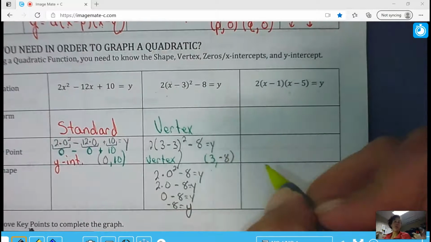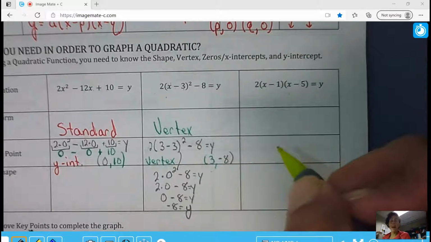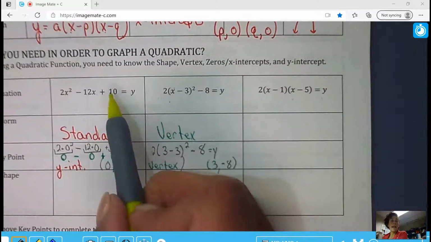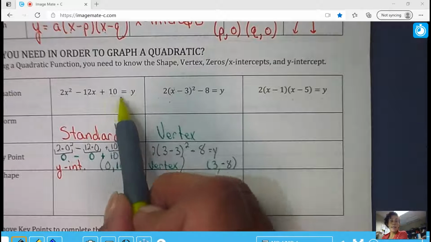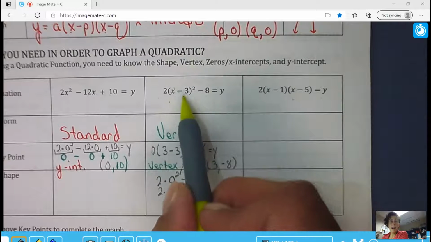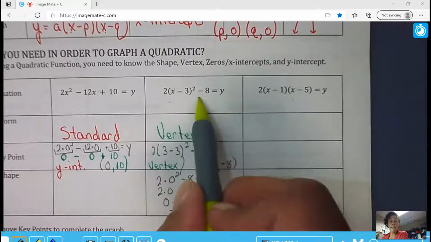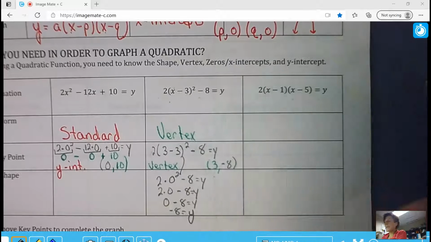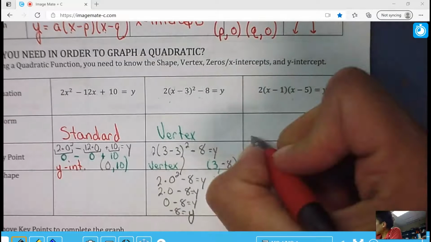The idea here is we're just trying to find some shortcuts to get this faster. So again, here, my y-intercept, I should just be able to look at the constant. It's going to be 10. I can look here and just see my vertex. It's the opposite of h, so 3, and k as is, so -8. And then the last form is factored form.